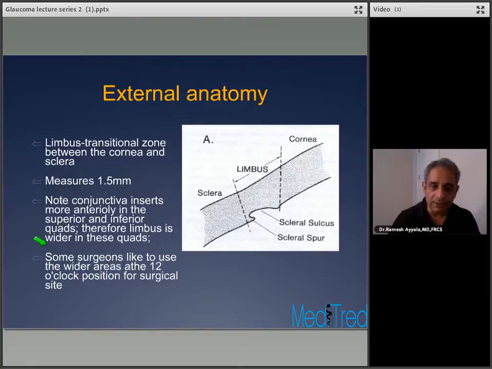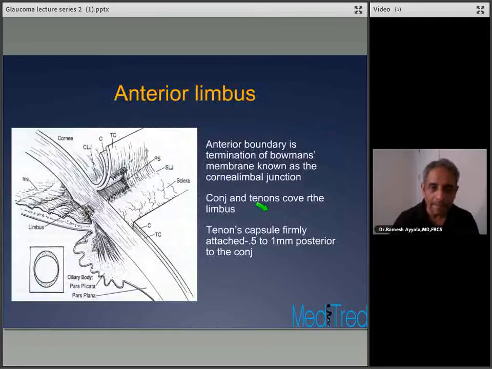So here is the sclera, here is the cornea, the junction between the two is the limbus. The importance of the limbus is to know that the scleral spur, the scleral sulcus with the trabecular meshwork and the Schlemm canal are located right underneath there. So there is an anterior limbus and a posterior limbus. The anterior boundary is the termination of the Bowman's membrane, and it's called the corneal limbal junction.